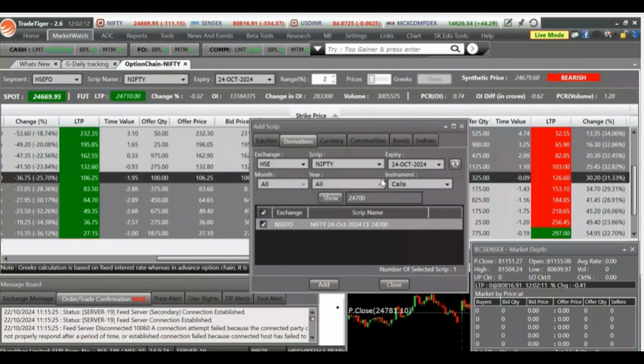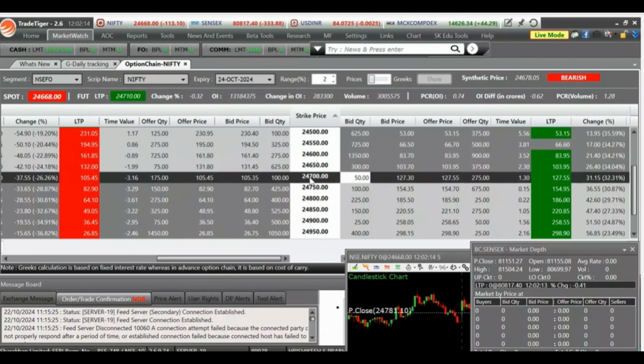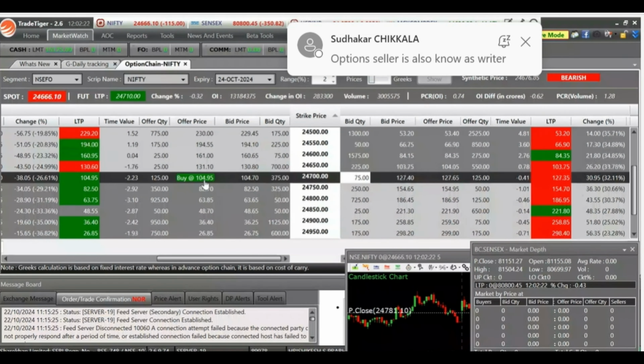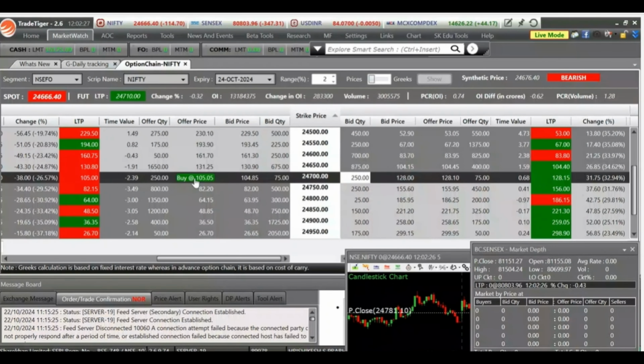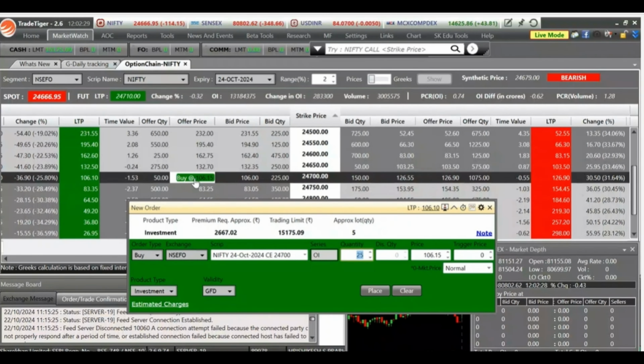So I am in the option chain and let us say I want to buy the 24,700 call. I just take my cursor to the column of offer price. If I am buying, I have to look at the offer price. I just take my cursor to the offer price, and automatically the option to buy at 105.50 comes up. Just click on this and the order window opens.